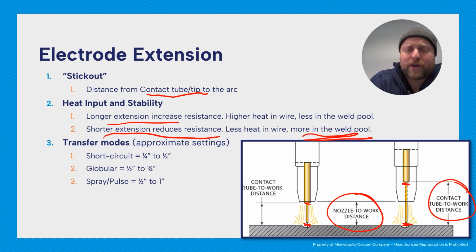For your different transfer modes, approximate settings for your electrode extension: short circuit is usually about 1/4 to 1/2 inch, globular about 1/2 to 3/4, spray about 1/2 to 1 inch.